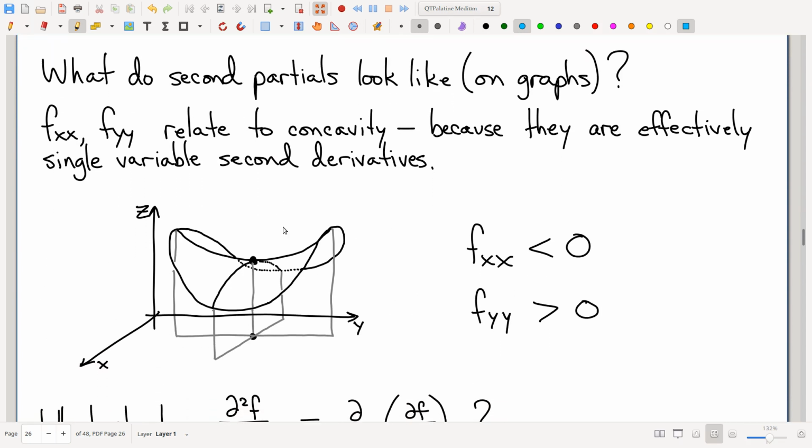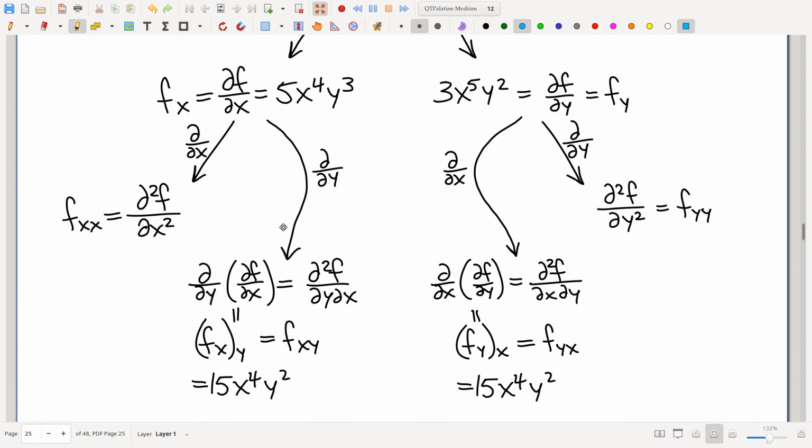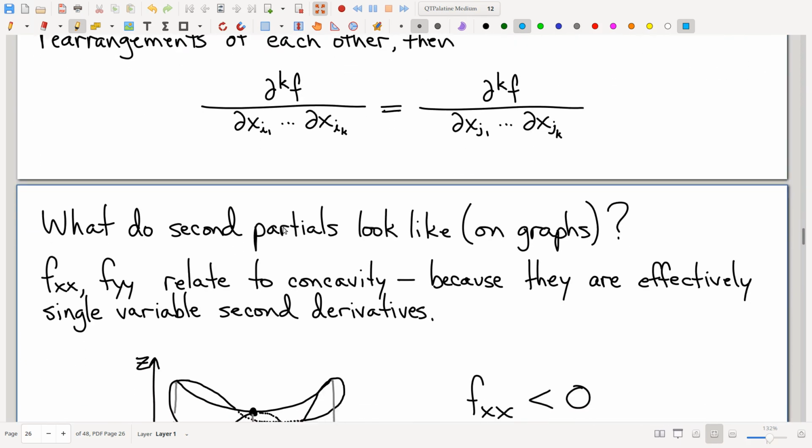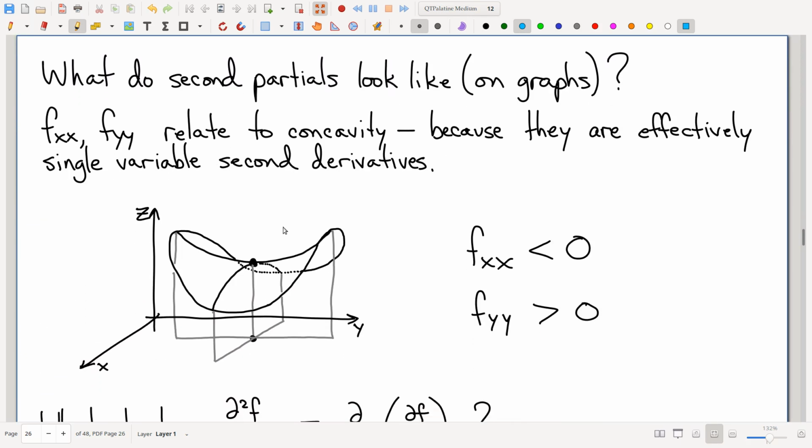So let's talk about what these mean geometrically. After all, this is just algebraic fun and games. If it doesn't mean anything natural, why would we ever do such a thing? So what do these look like geometrically? I remind you, what things look like geometrically depends on what kind of picture you're looking at.